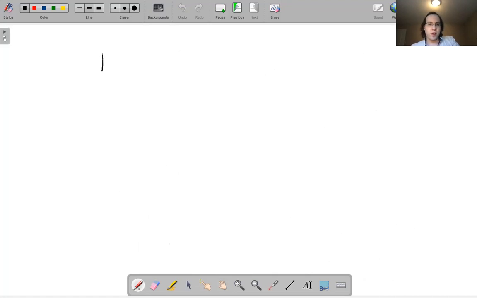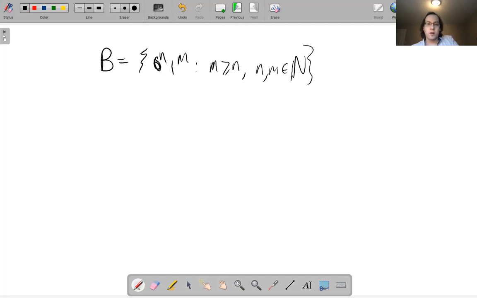So if you had the language B, and this was 0 to the n, 1 to the m, such that m is at least n. Here, we can prove that B is not regular. We'll do the same thing. So suppose B was regular, the pumping lemma gives n. So this is the pumping length.